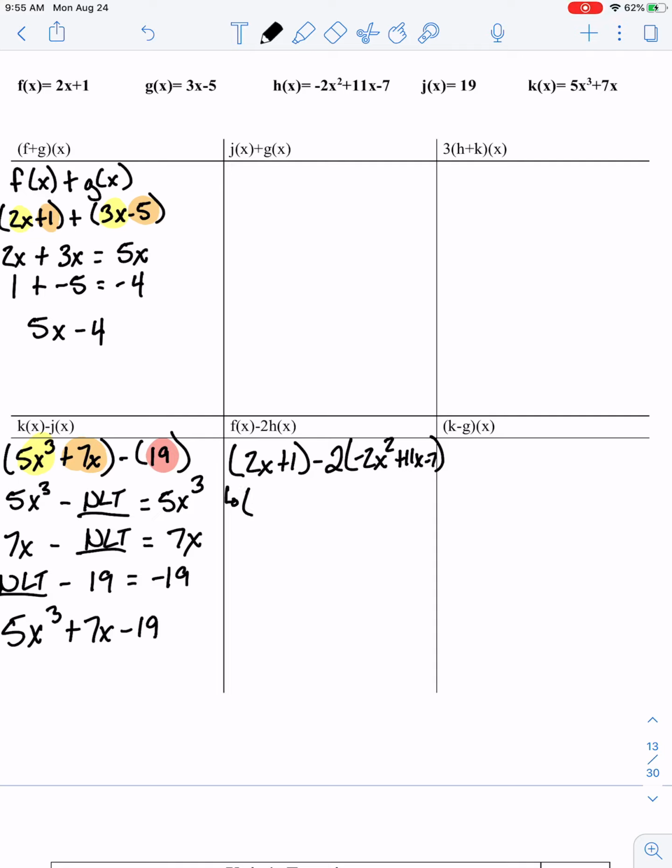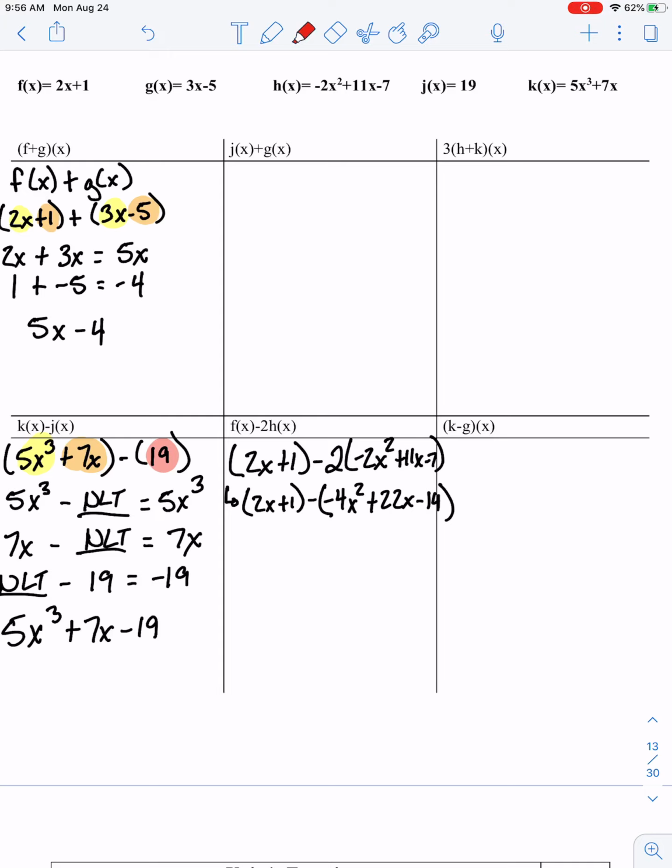So I'm going to have still 2x plus 1. Now I'm going to distribute this 2 to everything on the right-hand side. So minus 2 times negative 2 is negative 4x squared, 2 times 11x is plus 22x. 2 times negative 7 is negative 14.